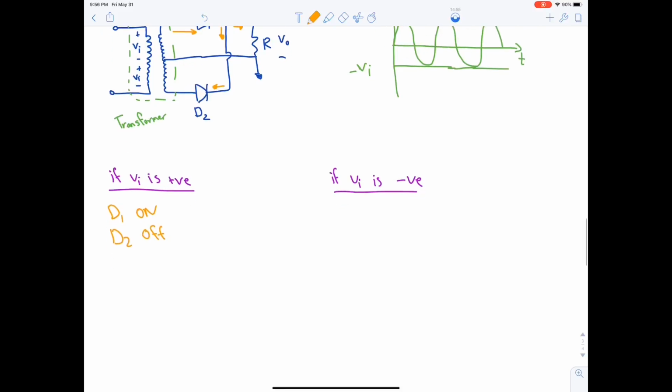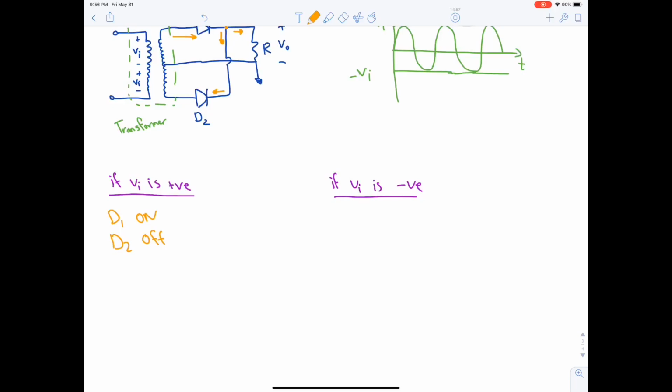Let's redraw the circuit. This is a voltage source. This is an open circuit. Here is our resistance. This is grounded.